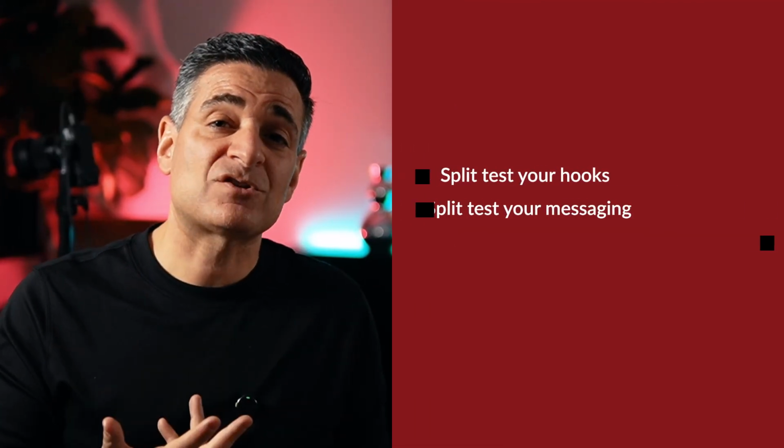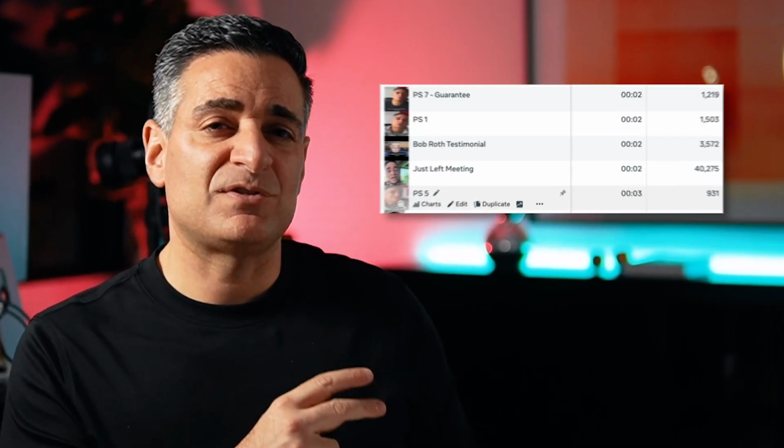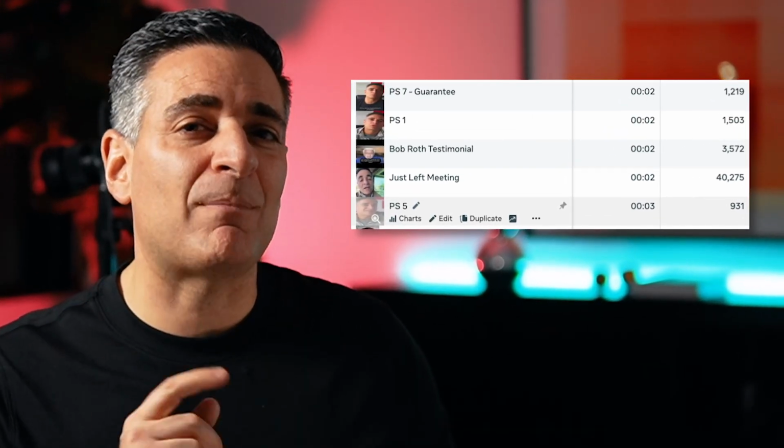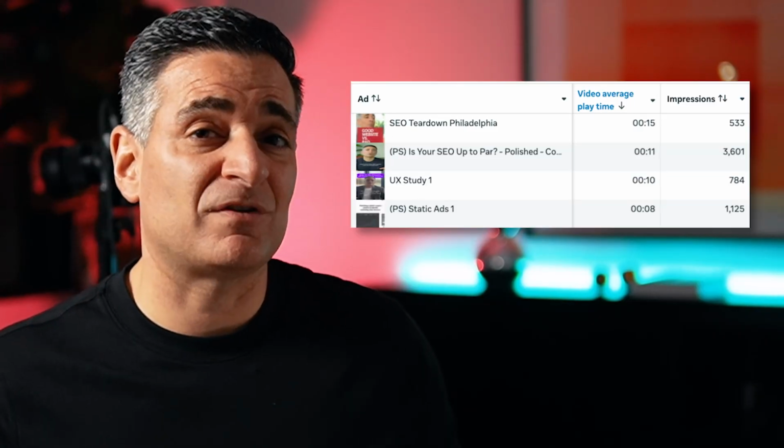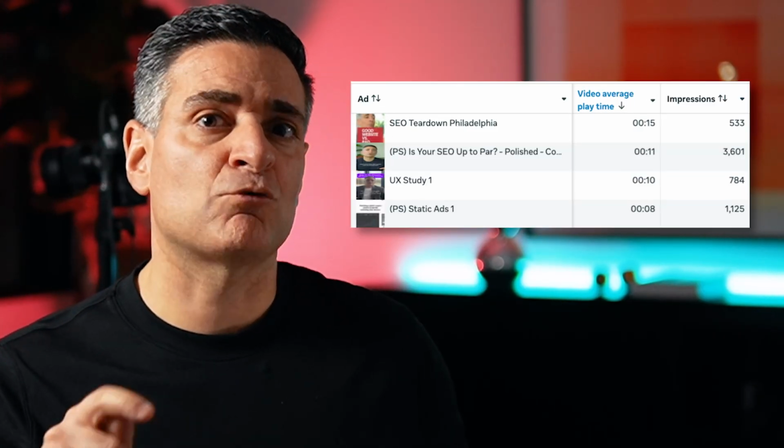Now, within all of these types, it's critical to split test your hooks, your messaging, and see what's resonating. The average view time of your videos, if you're seeing these all like 3 seconds and under, you probably need to bank that video. You see something over 10 seconds, you've got a winner. How do you replicate that?